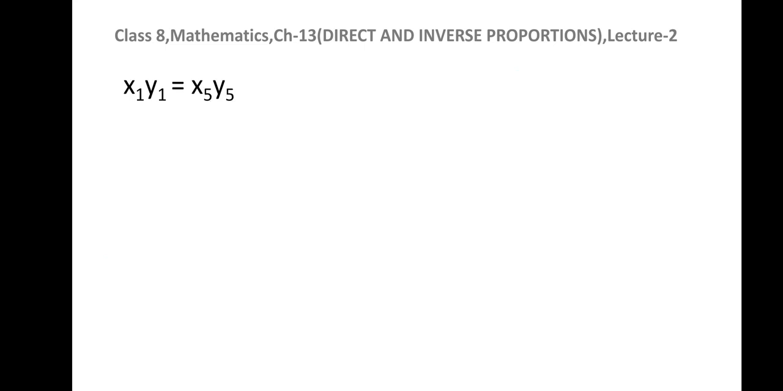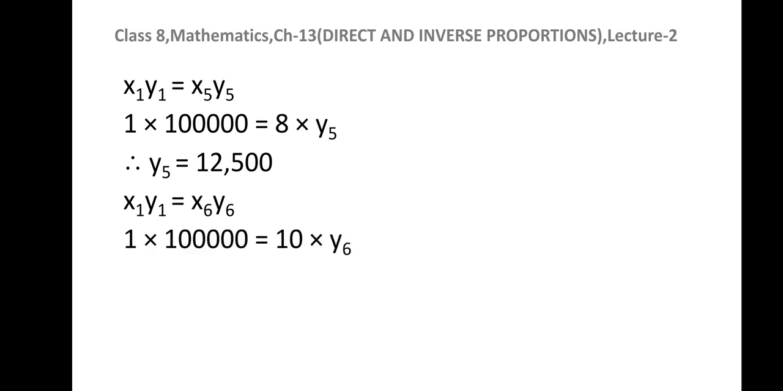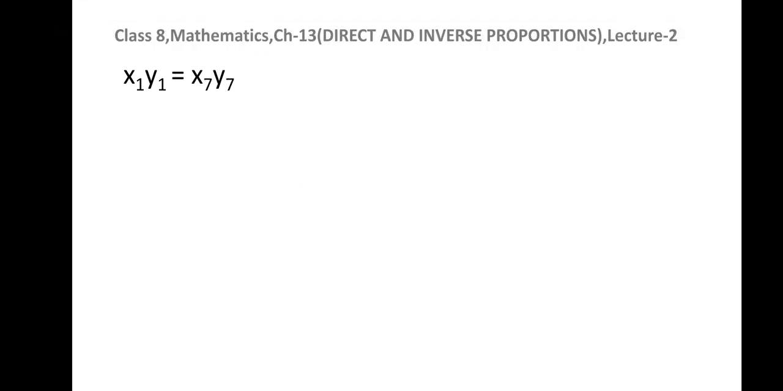x1 y1 is equal to x5 y5. Again, you need to get the value of y5. You will be getting 12,500. And again, for the last values, x1 y1 is equal to x6 y6, that is 1 into 1 lakh is equal to 10 into y6, and after cancelling out, this 10 will get cancelled out with this, so you will be getting 10,000 as the answer. So y6 is 10,000, y5 is 12,500, and this is the last value.